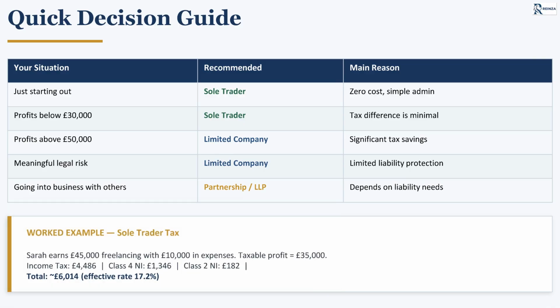17.2%. One final tip: review your structure annually. It is very common and perfectly sensible to start as a sole trader and incorporate as a limited company later once your profits grow.